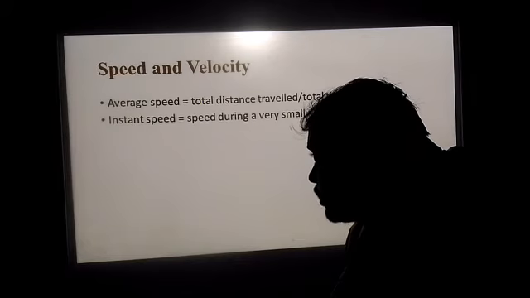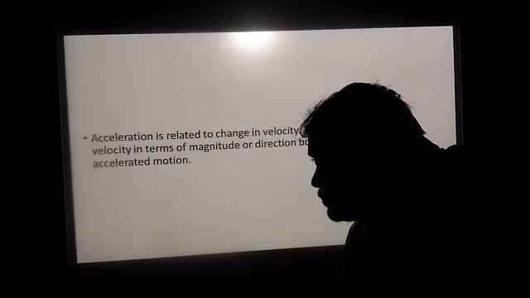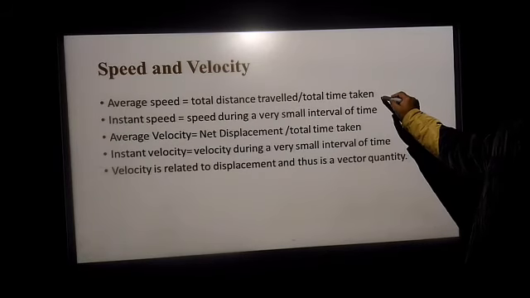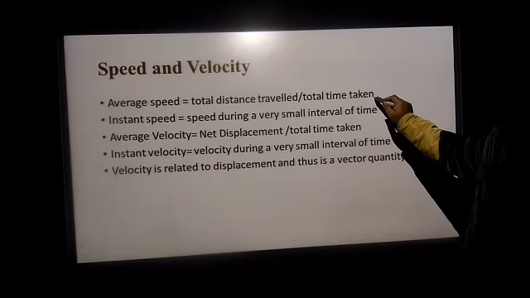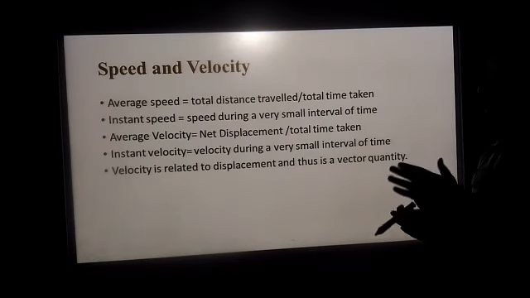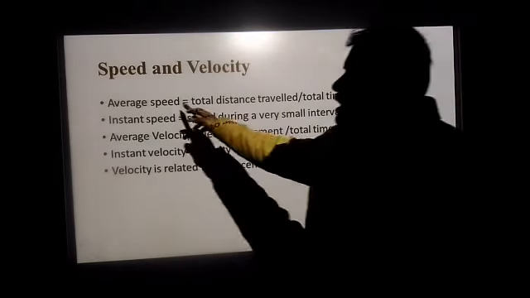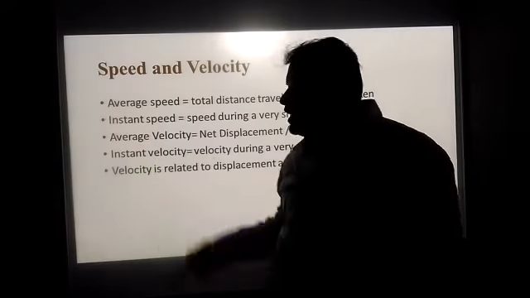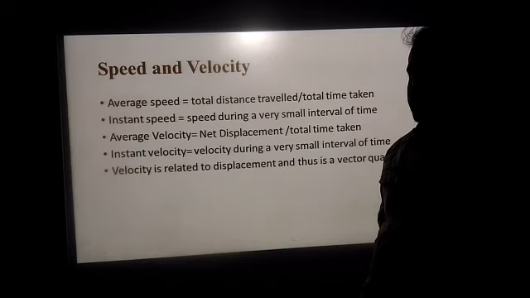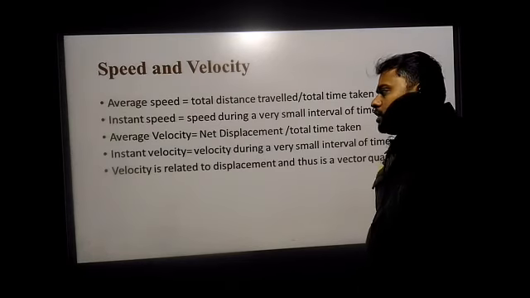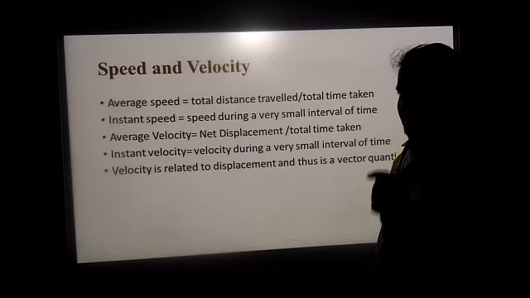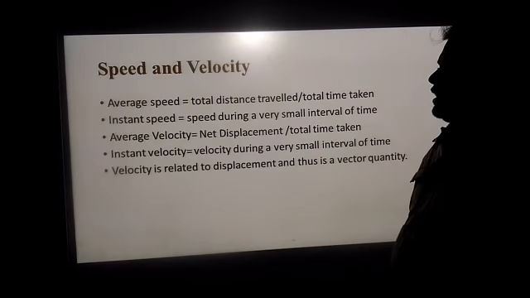Okay, what is speed and what is velocity? Average speed means total distance traveled in total time taken. If you take the ratio of total distance traveled to the total time taken, what you will get is the average speed. What is the instantaneous speed? It is the speed during a very small interval of time. That means you have considered a very short interval of time, and the speed at that point or that instant is known as the instant speed.